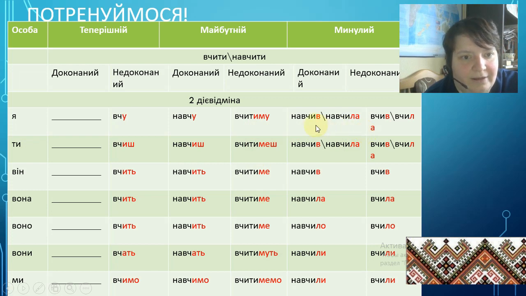And again, perfective states, past tense. Again, the endings are the same, like for the first type of conjugation, навчив, навчила, вчив, вчила, навчив, навчила, вчив, вчила, and so on. You can look through it.